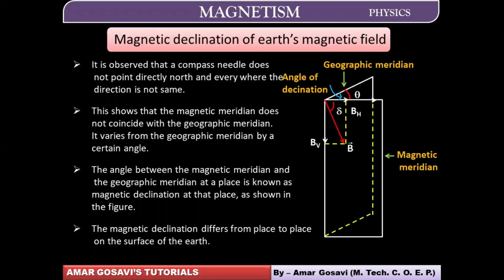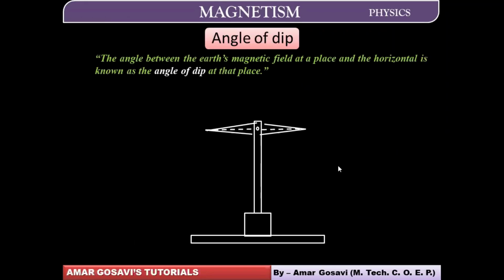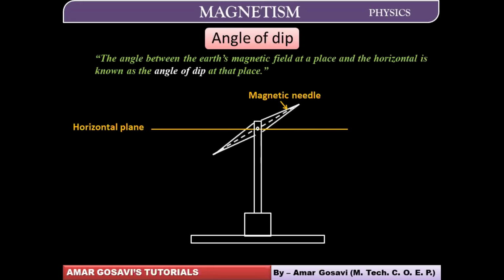Let's discuss the angle of dip, that is delta, in greater detail. Let's say we are considering a magnetic needle over here. This magnetic needle will always make some angle with the horizontal plane if it is not on the equator. Have a look at it. It's making some angle with the horizontal plane, and that angle we will call the angle of dip. Okay, there's a typographical error over here. It should be angle of dip, D-I-P. So how do we define the angle of dip then?